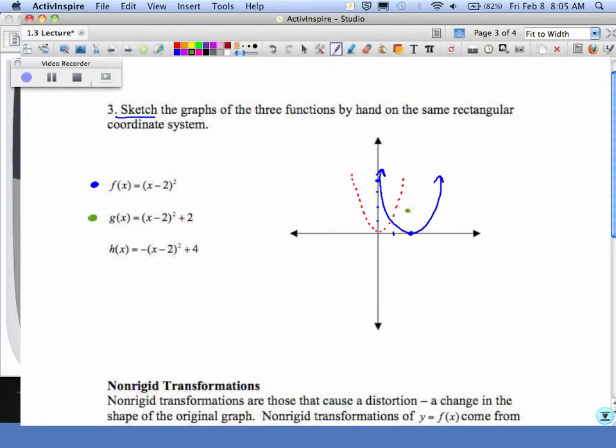And then the last one, we'll do in purple. Again, right 2, up 4, and what does that do? Flips it. So that's the reflection. That's a reflection over the x-axis. So to the right 2, up 4, but then you want to point it down.